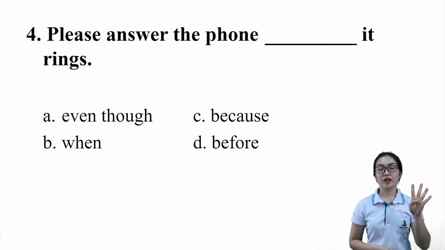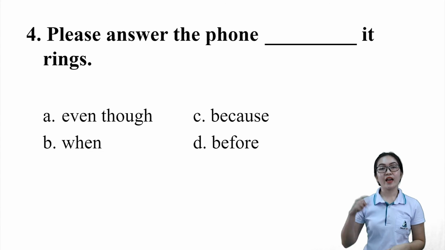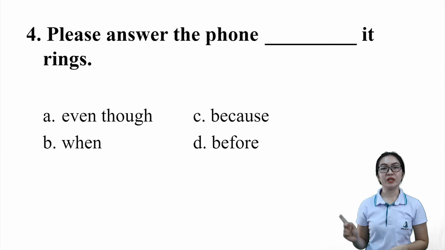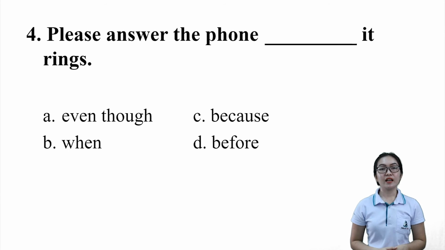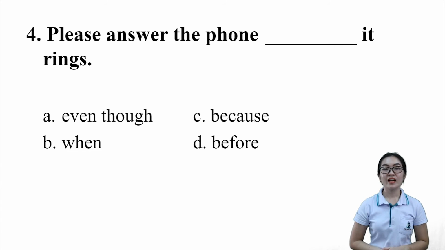Number 4. Please answer the phone, blank it rings. A. Even though. B. When. C. Because. Or D. Before. The idea in this sentence suggests a condition that if the phone rings, it should be answered. Therefore, a conjunction for time clause should be used.